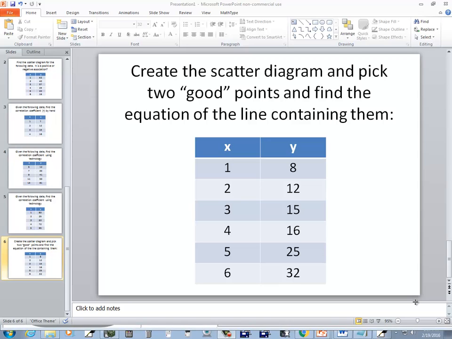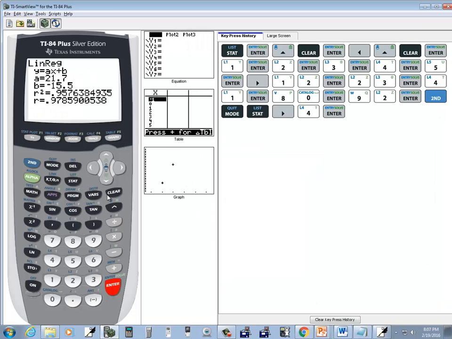Let's take a look at this problem. It says create the scatter diagram and pick two good points and find the equation of the line containing them. So let's go put this in our calculator.